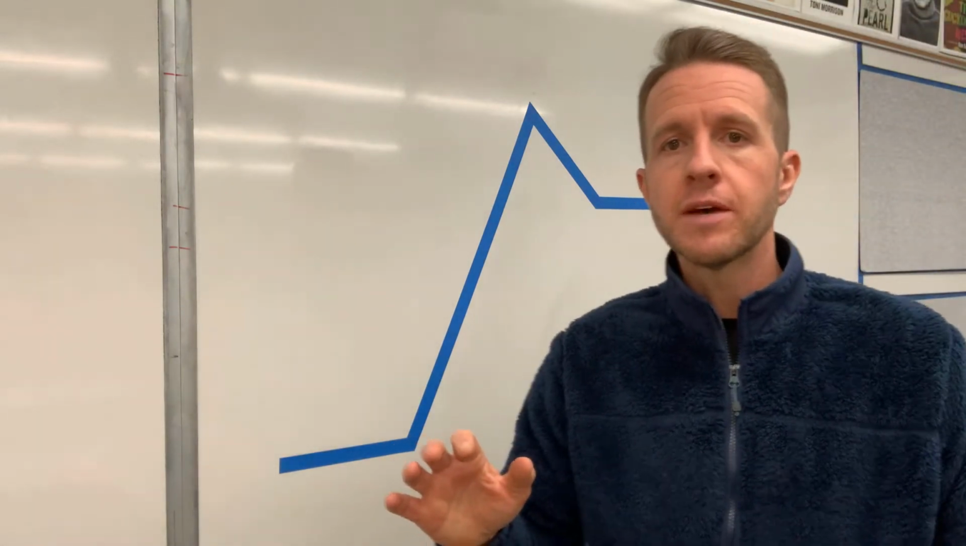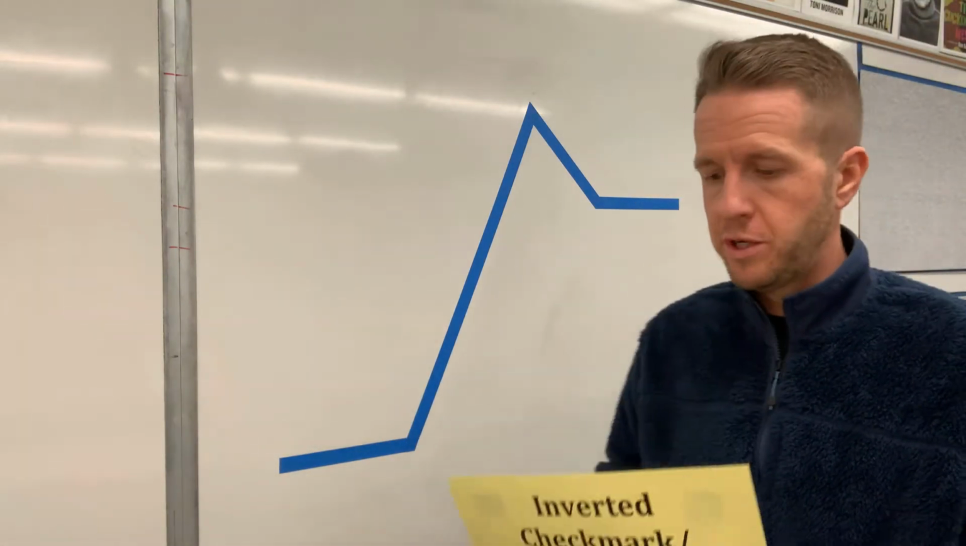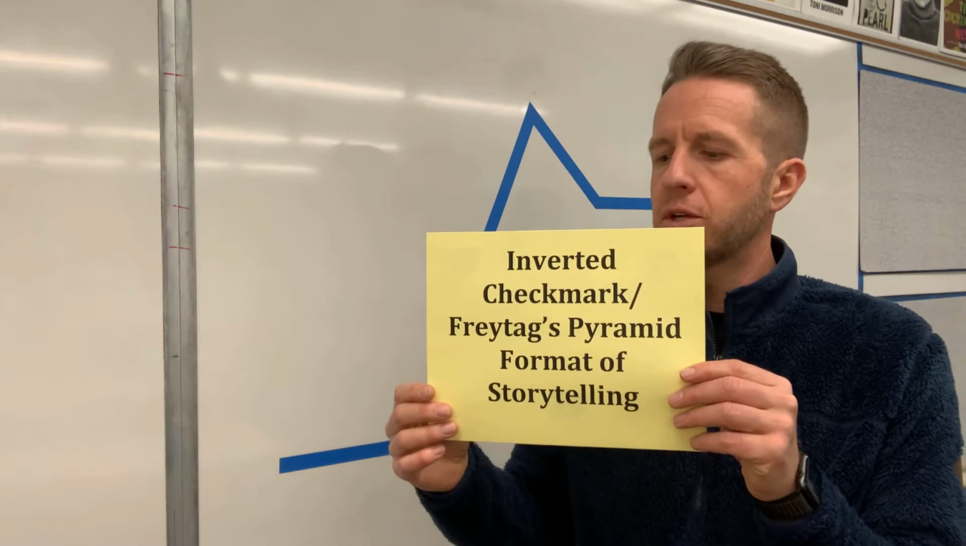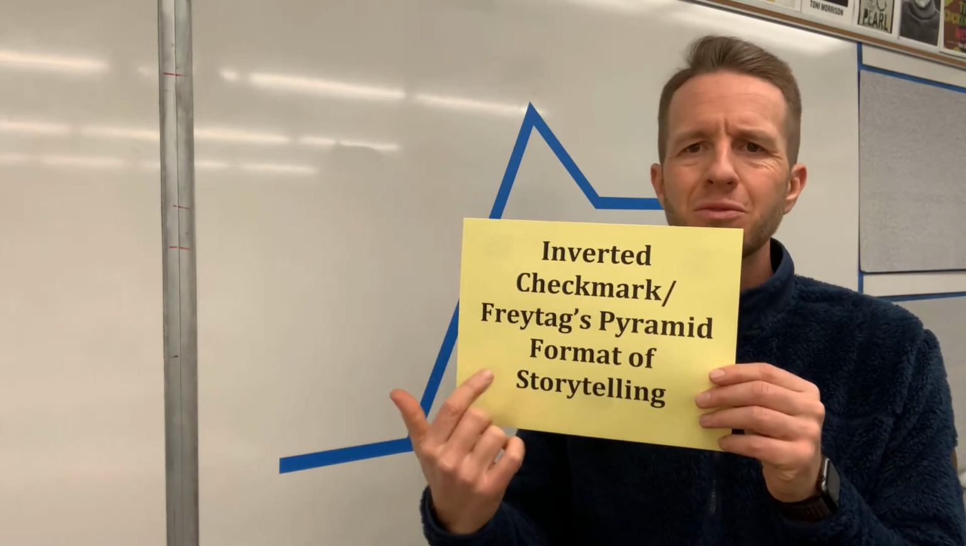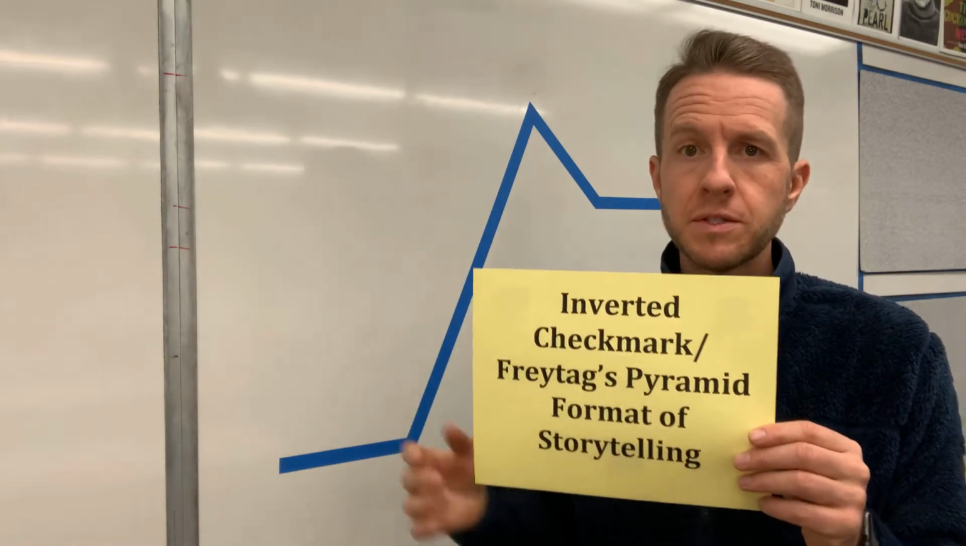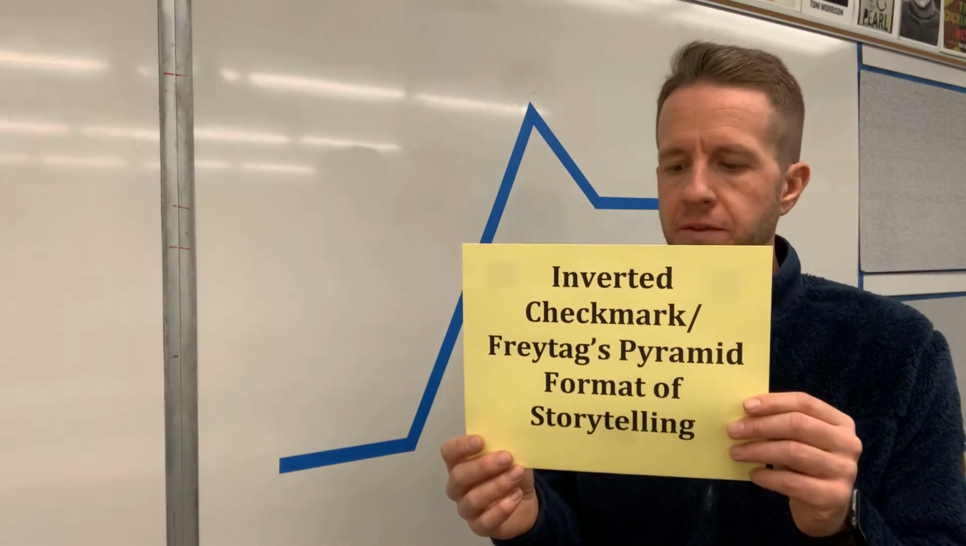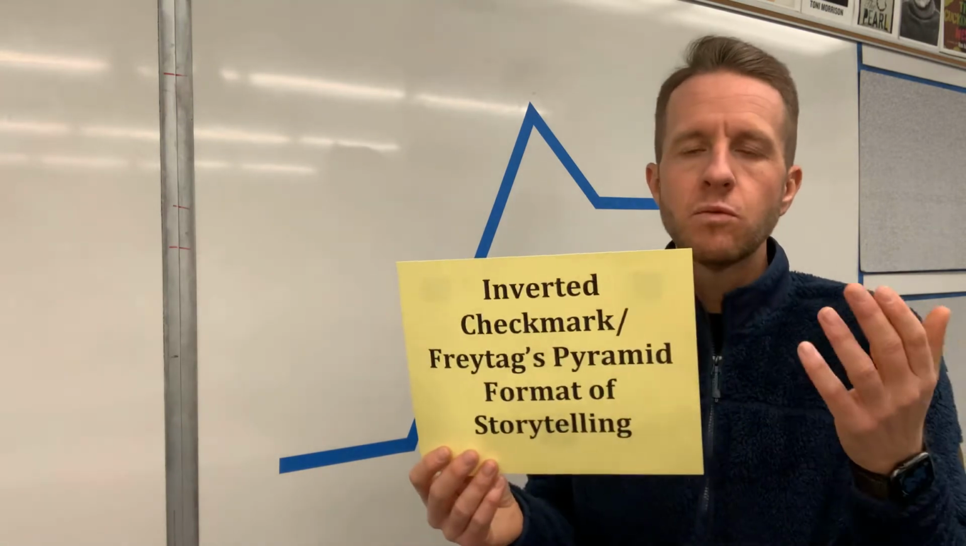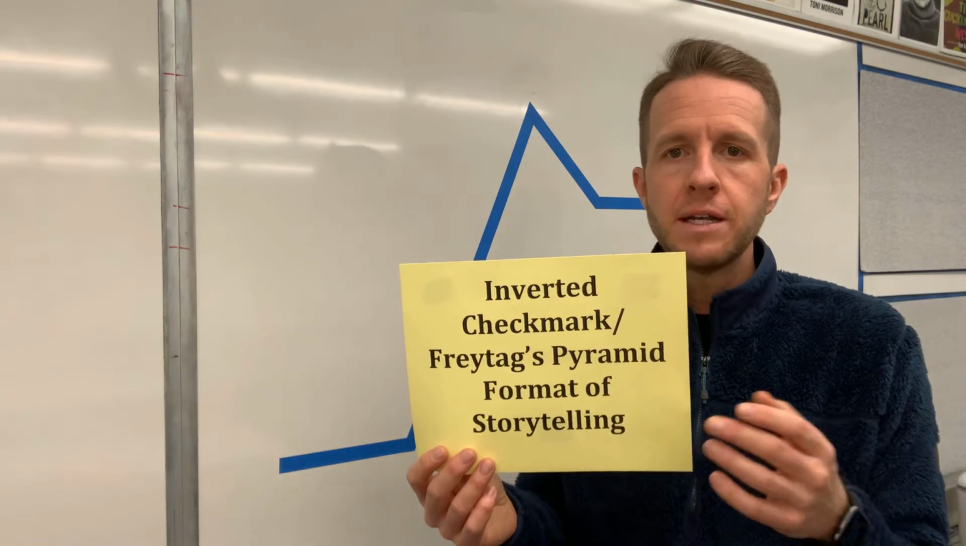As it says in the assignment cover sheet, and as we're going to talk about today with this thing up here, this is called the inverted check mark of storytelling. It's sometimes called Freytag's pyramid. It was a German guy who had the same kind of literary theory. And this is basically one of the ways to format a narrative story.